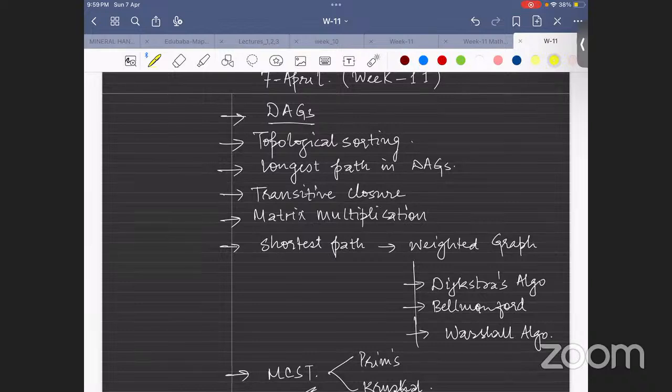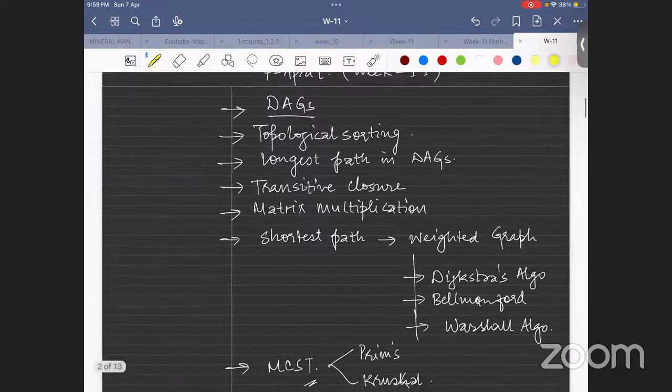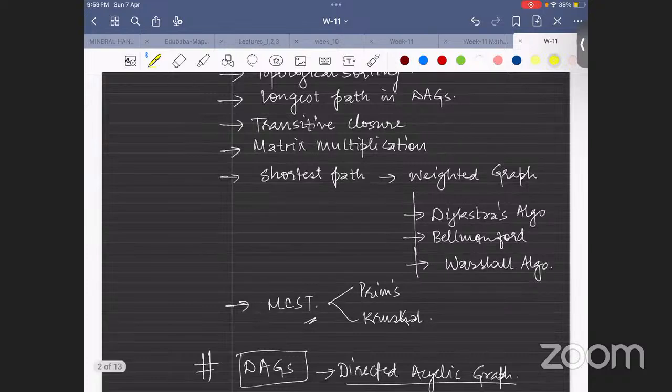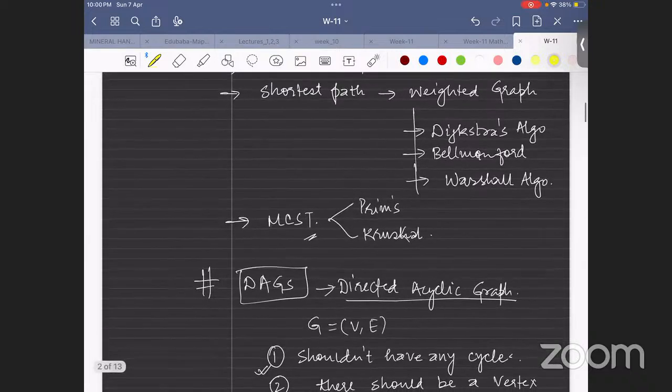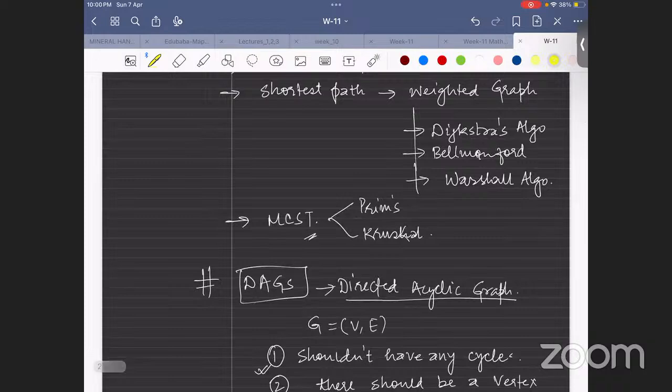Then we have discussed the transitive closure, that is also pretty simple. How do you convert a simple graph to a transitive closure? That will tell you the reachability from each other. That doesn't tell you about the hopping, but that will tell you the direct reachability. And then we have discussed the matrix multiplication, and then we have started with how to calculate the shortest path in a weighted graph. Then in the shortest path we have just discussed the Dijkstra algorithm. In the next meeting, we'll discuss the Bellman-Ford and the Warshall method, and then we'll discuss the minimum cost spanning tree.